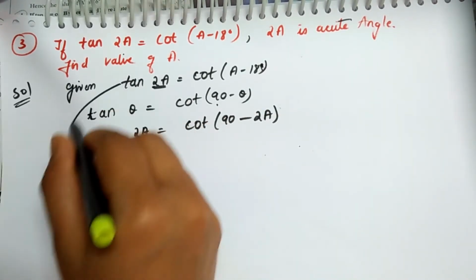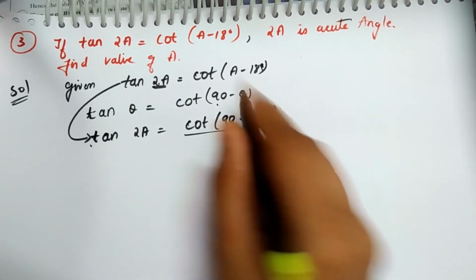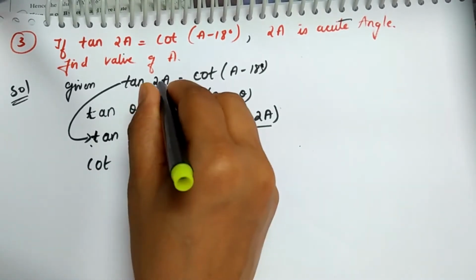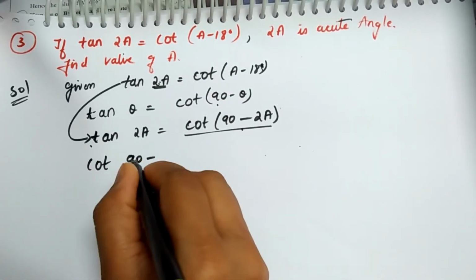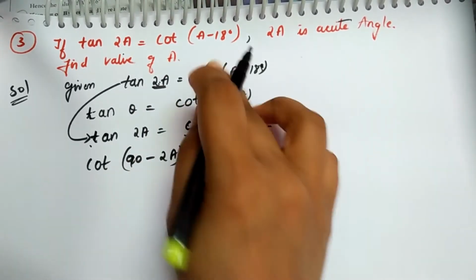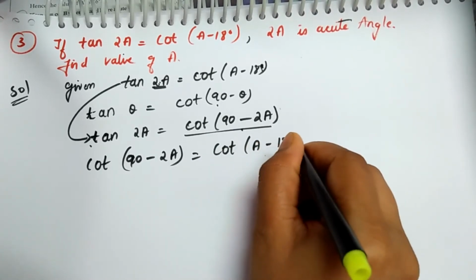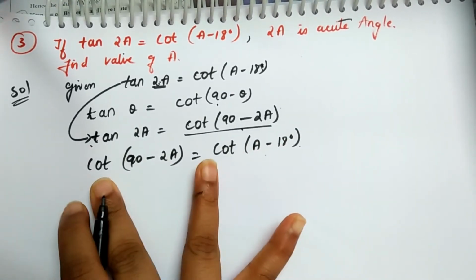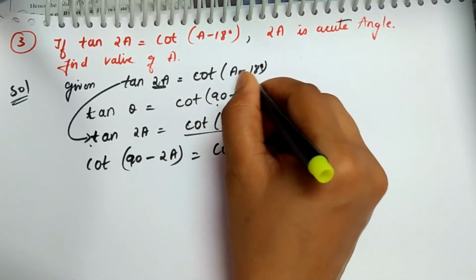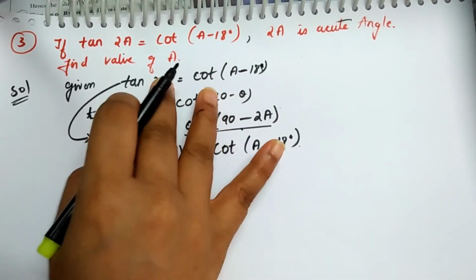So this will be converted to this value, right? Tan 2a will be replaced with cot, so they both will be in the same terms. Tan 2a is nothing but cot 90 degrees minus 2a, right? We are replacing it and copying this value. Now both sides are in the same terms, cot and cot. You can even convert it to tan, again I'm saying, but since it has a complicated value of a minus 18 degrees, we are taking the tan value.